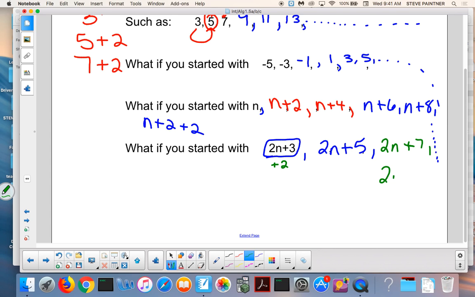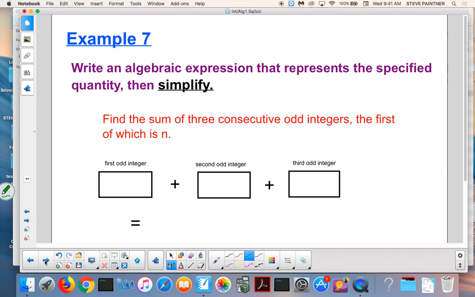Next. 2n plus 9. Next. 2n plus 11. Okay. I mean, that's all it is. Every odd consecutive number just gets 2 bigger, 2 bigger, 2 bigger. That's all it does. Okay? Now, where am I going with this? Here's where I'm going, right here.